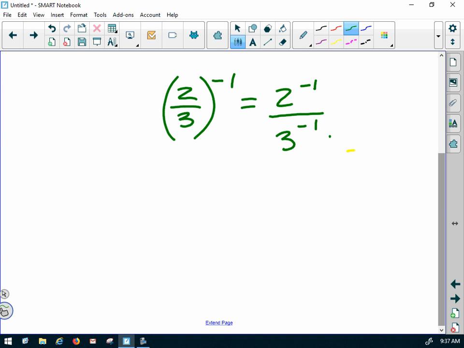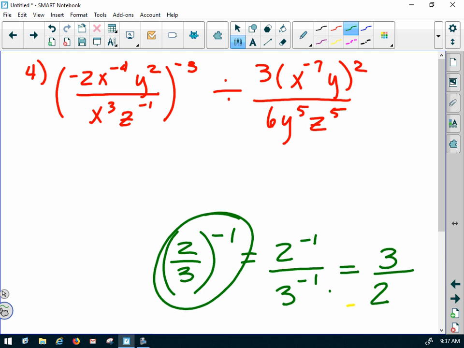Both of them are mad where they are. So the 2 to the -1, he's going to stomp down here and become 2 to the first power, which is 2. 3 to the -1's ticked off in the basement, so he's going upstairs. I'm going to leave it like this. I want you to see that when you have a fraction raised to a negative power, the fraction just flips.